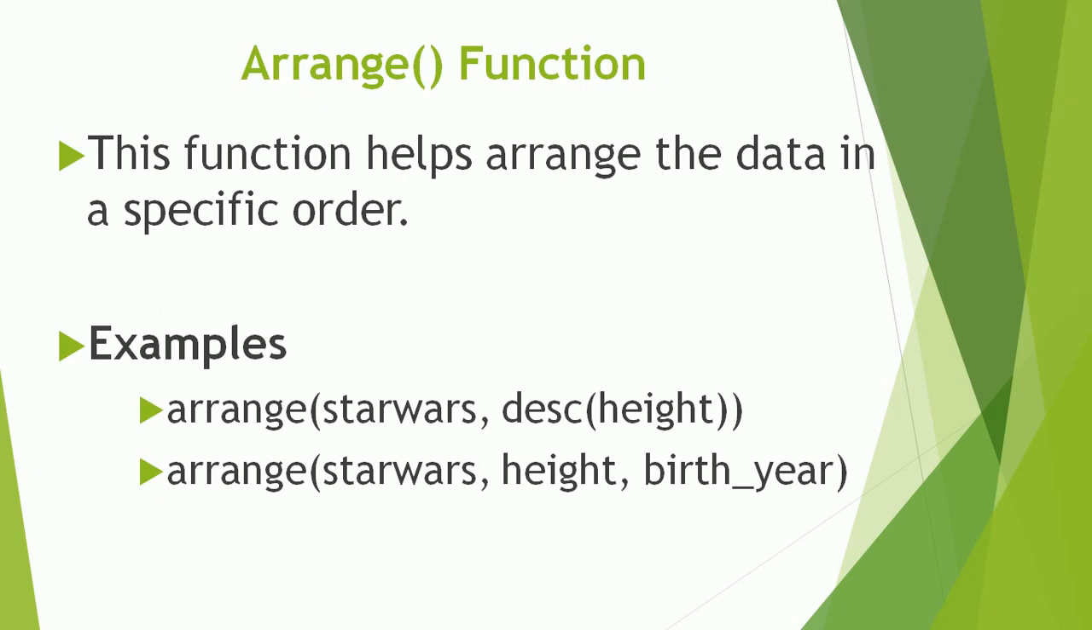Same, if you see the second example, it says arrange Star Wars, height, and then birth year. So that means first the data would be arranged by height, followed by arrangement by birth year. So in this case, first the arrangement would happen according to the height. Now if 3 or 4 people have the same height, then the next level of arrangement would happen according to the birth year. By default, since we have not mentioned descending here, it would be in the ascending order, that is from the smallest to the highest.